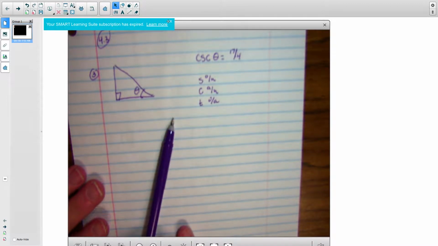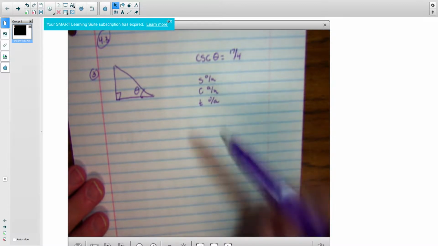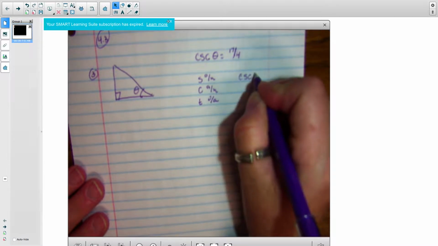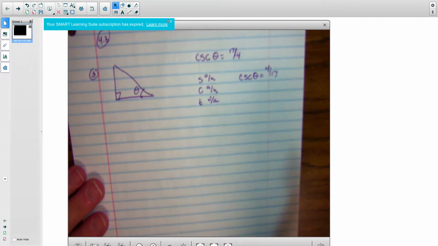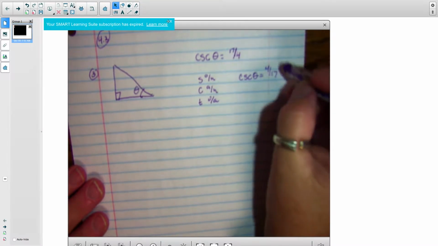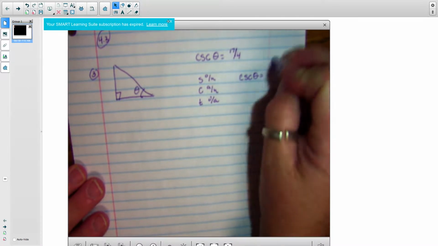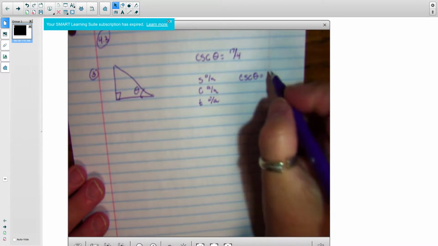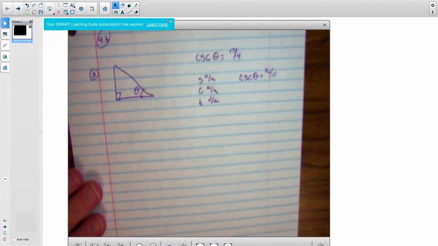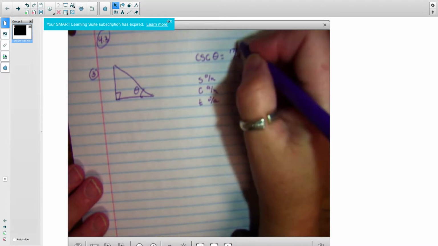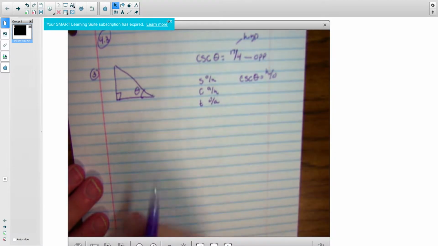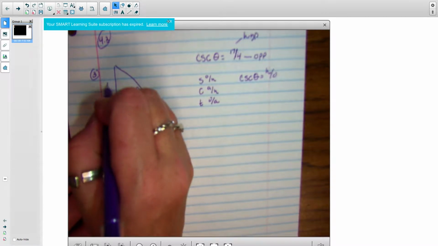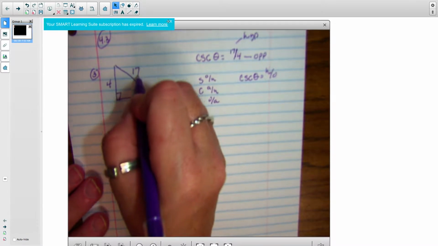Cosecant is a reciprocal of which one? Sine. So sine is 4 over 17. I'm sorry. Cosecant is hypotenuse over opposite. So that means that 17 is my hypotenuse, 4 is my opposite. So 4 is opposite, 17 is hypotenuse.